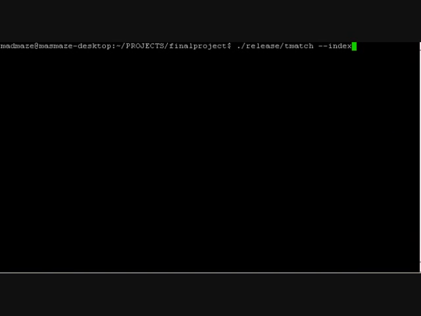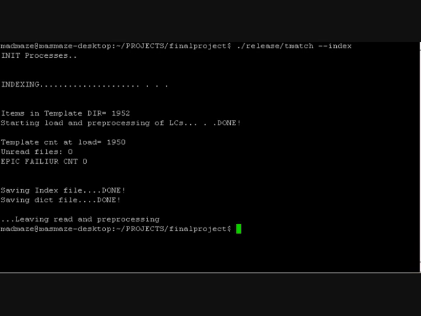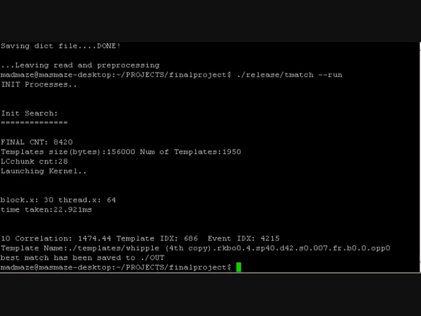So here we are, this real program. This first one is the pre-processing stage, which pre-processes roughly 2,000 templates. And the second one will compare a shortened light curve of 8,600 points to these 2,000 templates. And it took a mere 22.9 milliseconds.